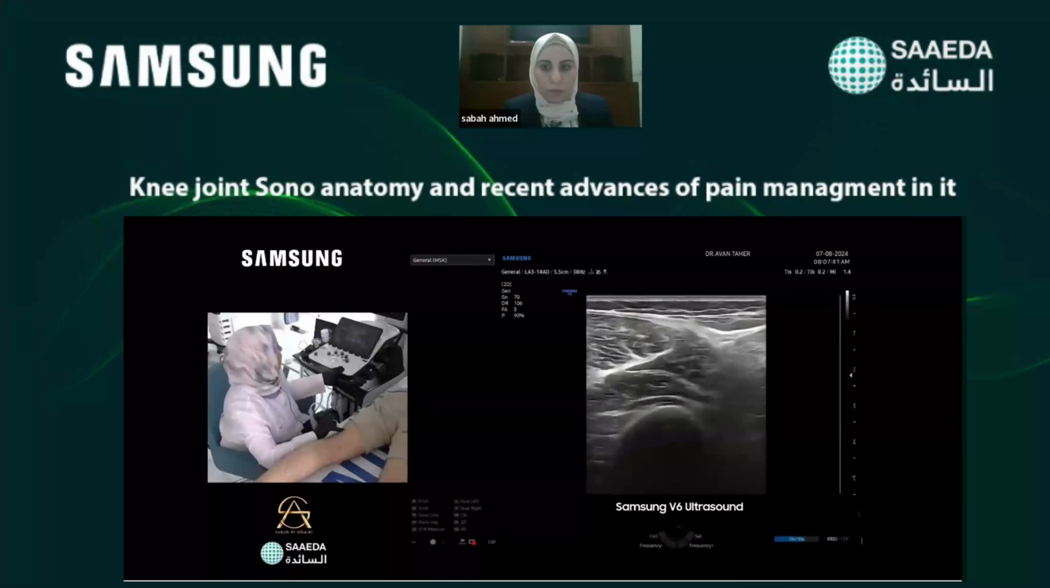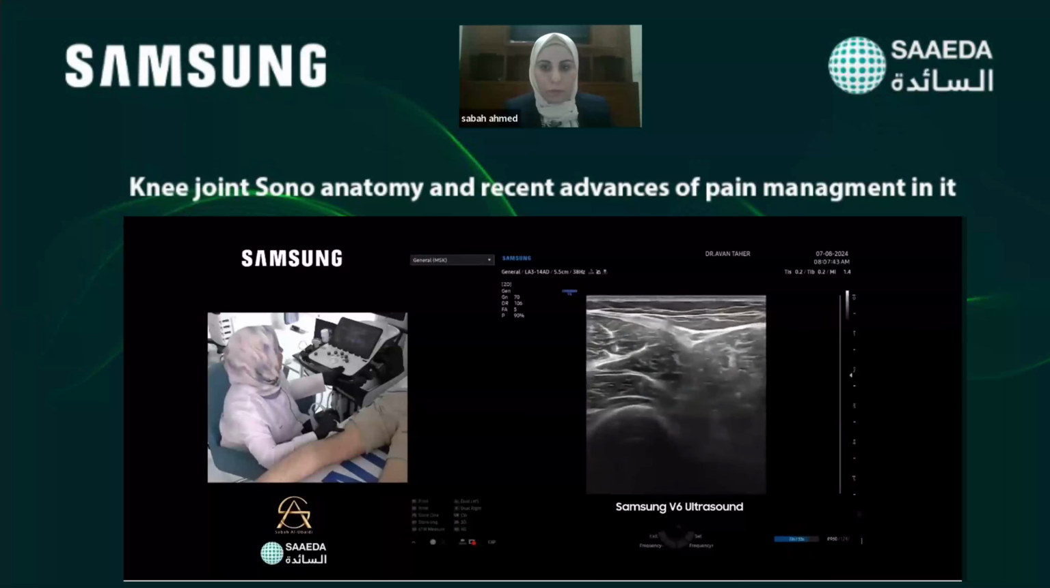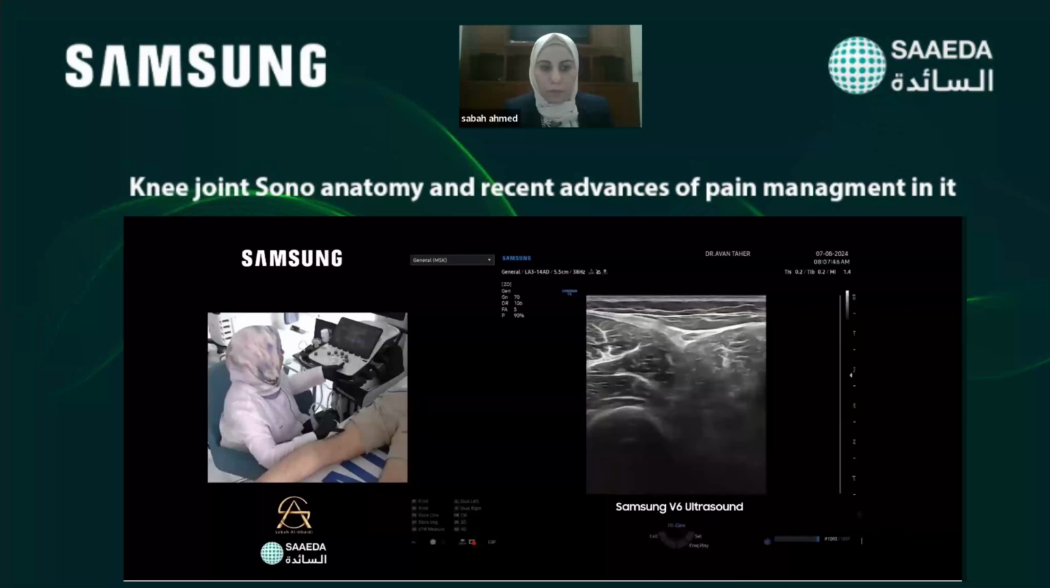You can see just at its angle, there will be a nerve, which is the largest nerve in the back of the leg. It is the sciatic nerve. This is the sciatic nerve.